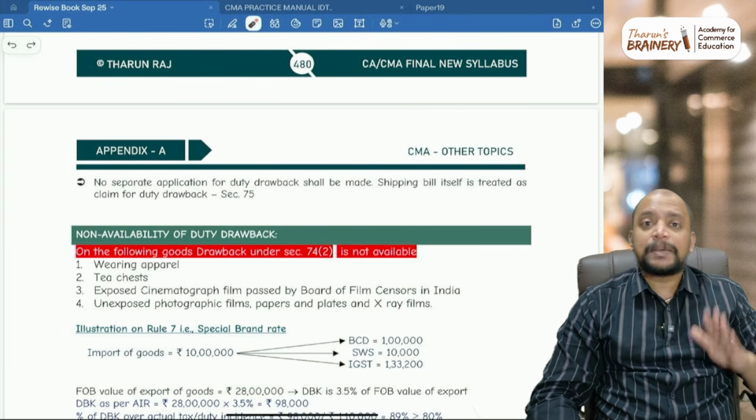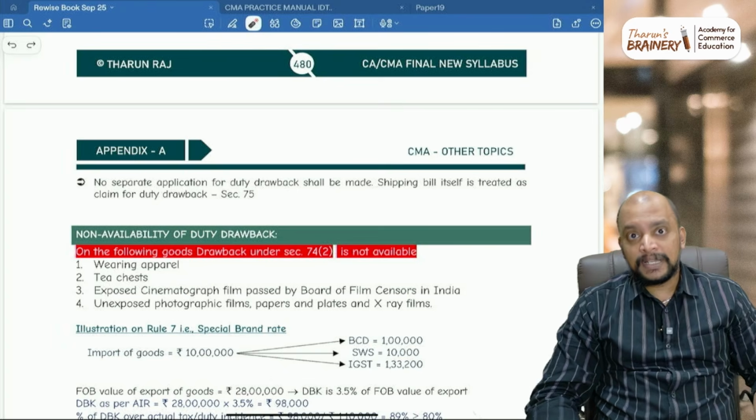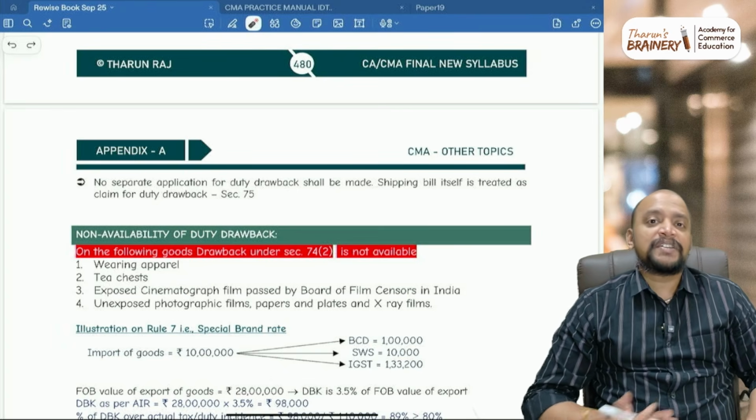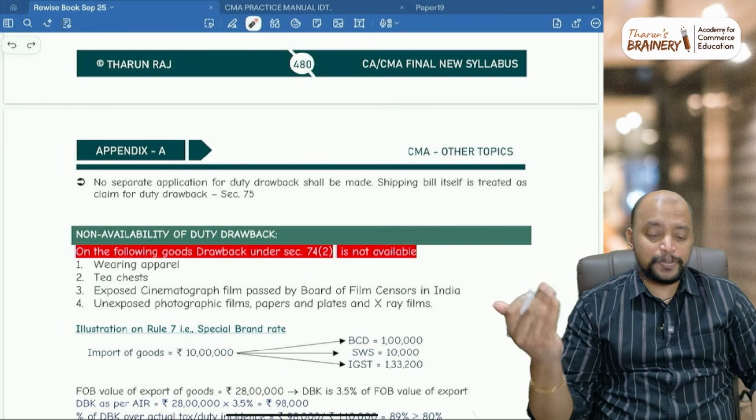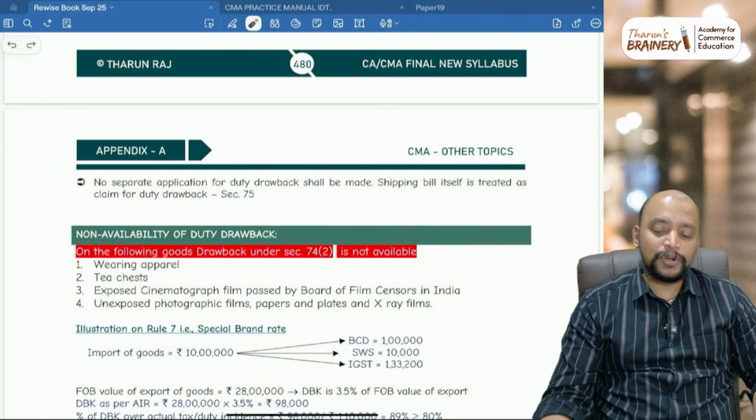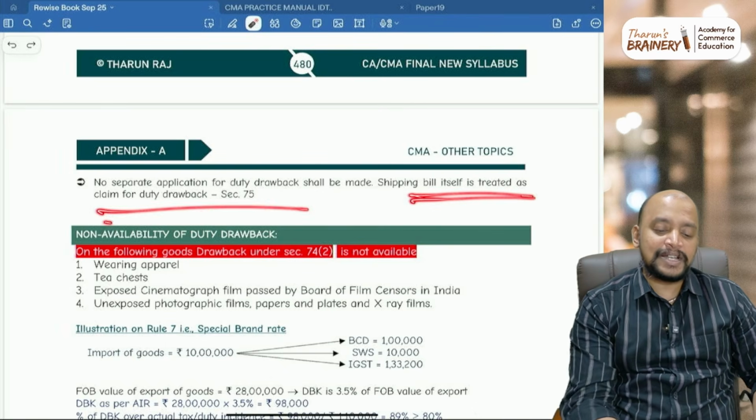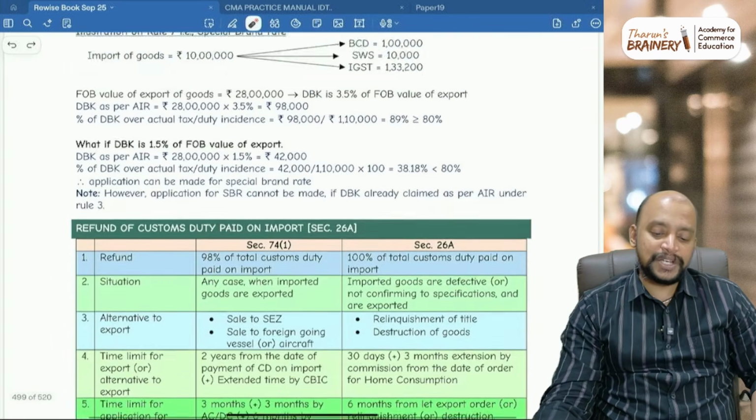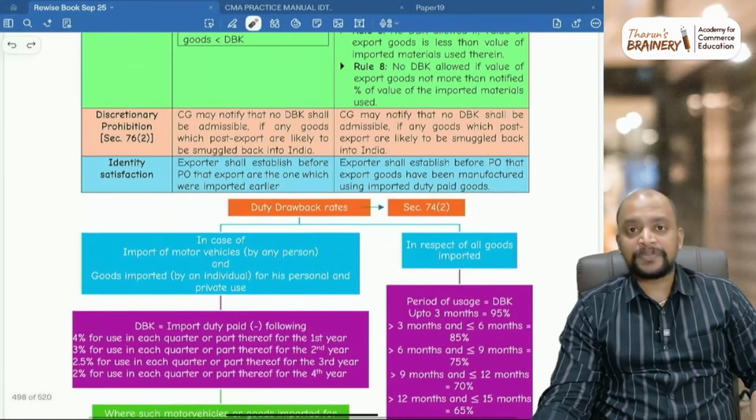But for 74, separately we need to lodge the claim. For 74, separately we need to make a claim. Application we need to submit. But for 75, the shipping bill or bill of export which is filed by the exporter, that itself will be treated as the claim for duty drawback. So this is with respect to section 74.